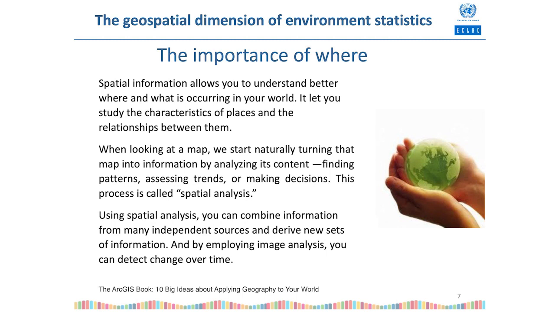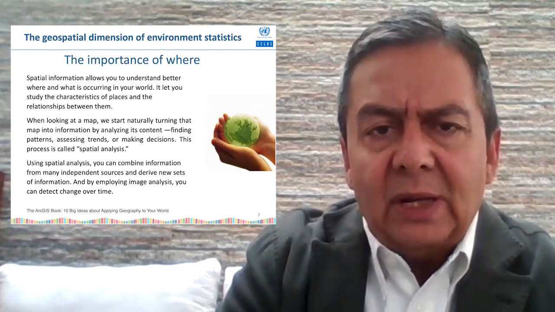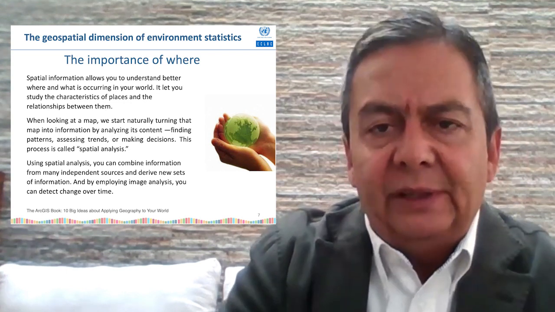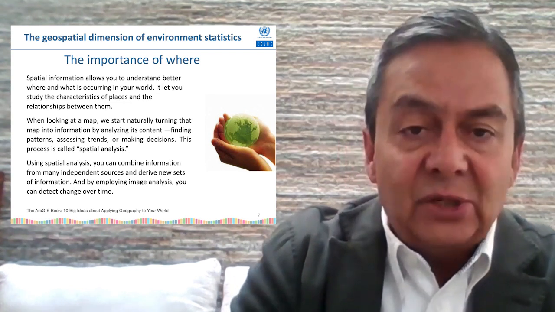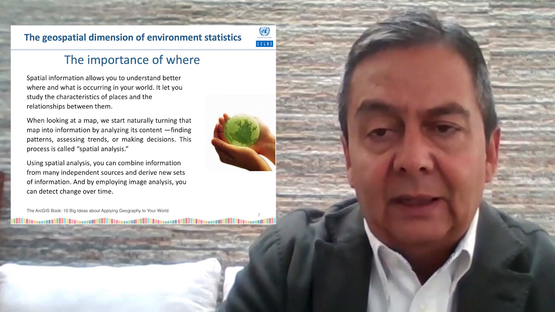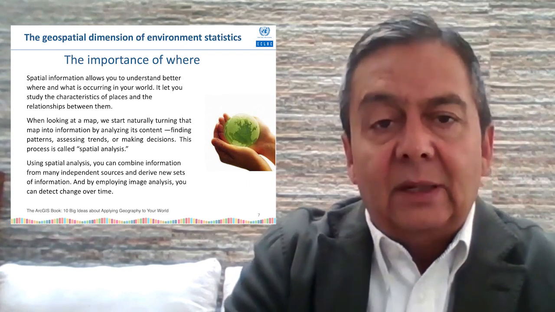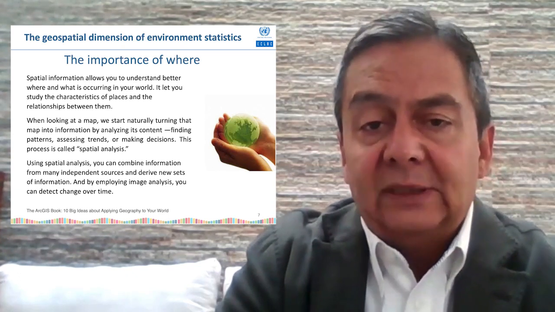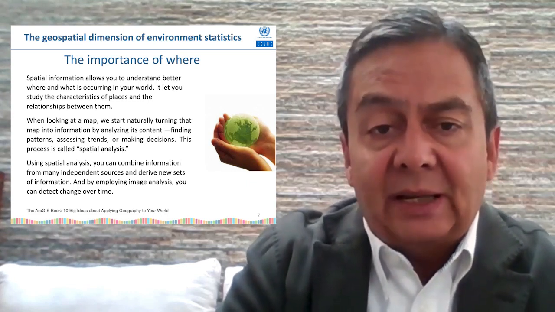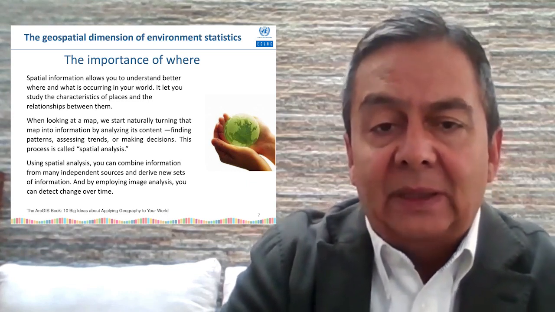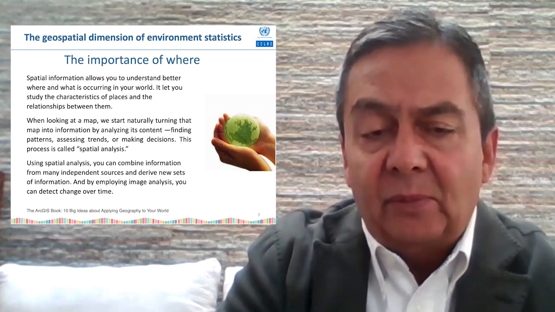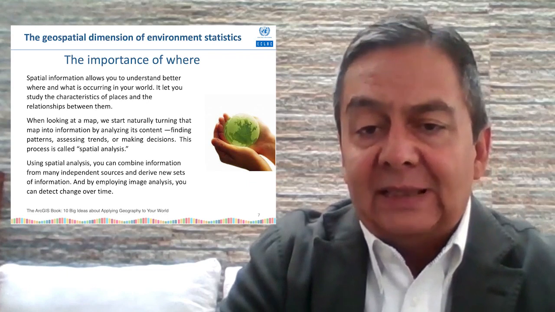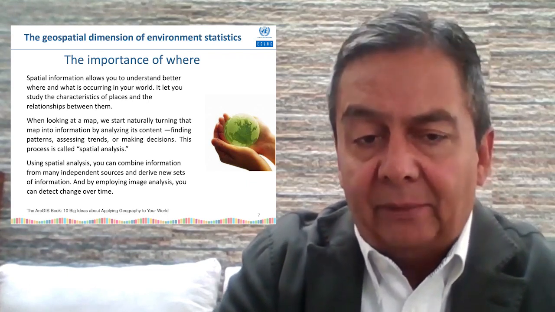Now let's review something about the importance of where. It's very important to know where those things are happening. When you look at a map, you start naturally turning that map into information by analyzing its content. Then you can find patterns, you can assess trends, or make decisions. And this process is called spatial analysis. Using spatial analysis, you can combine information from many independent sources and derive new sets of information. And by employing image analysis, you can detect changes over time.